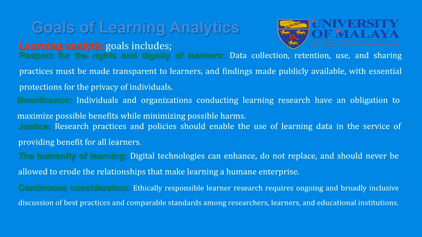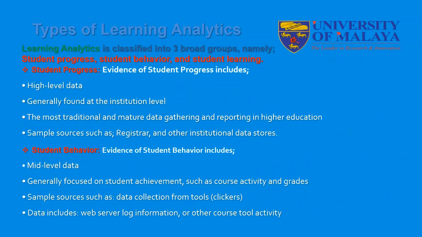We have types of learning analytics. Learning analytics is classified into 3 broad groups: 1. Student progress. 2. Student behavior. 3. And student learning. Student progress: we have evidence of student progress, which includes high-level data generally found at the institution level.